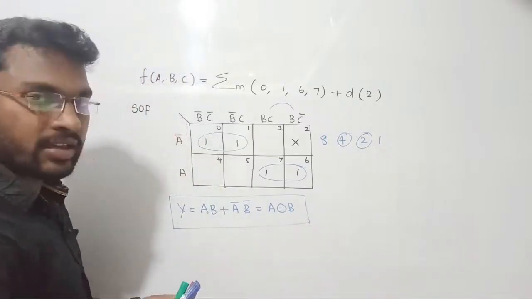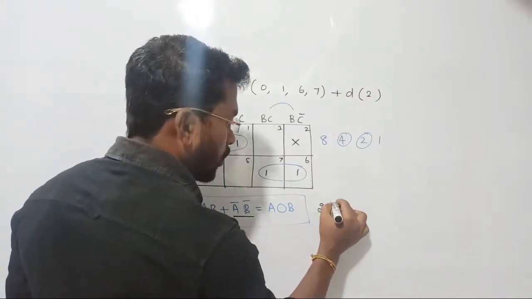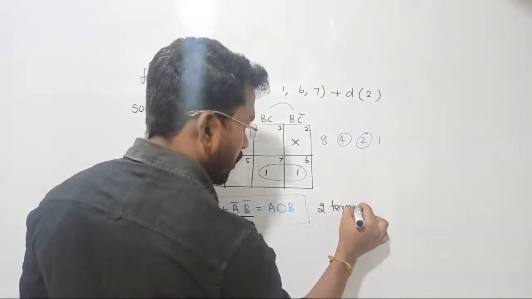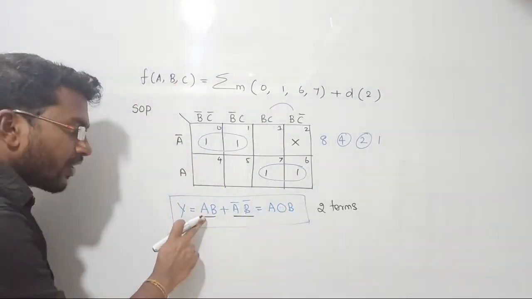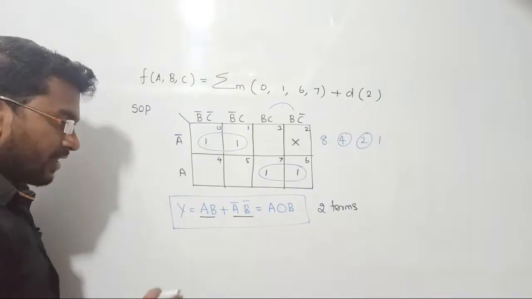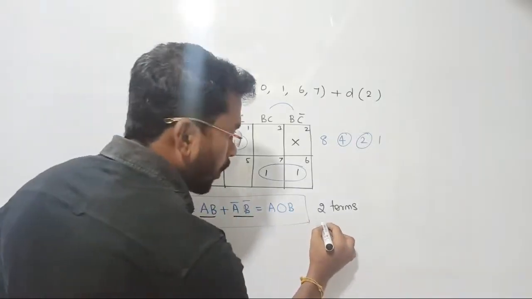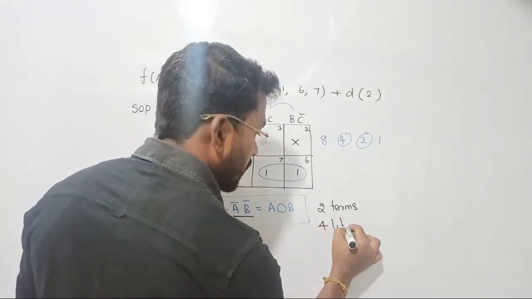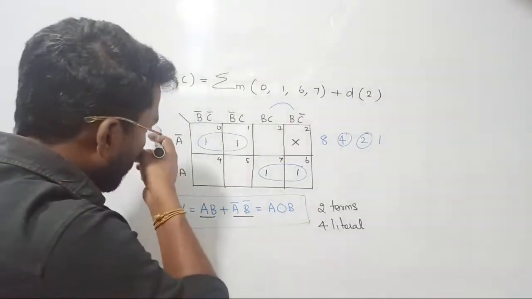Now how many terms are there in the output? We got 2 boolean terms, so we got 2 terms in the output expression. How many literals are there? Each and every boolean variable is considered a literal. So literal 1, literal 2, literal 3, literal 4. Totally we have 4 literals, because sometimes you might be requested to find the literals also. Anyway, that's over.